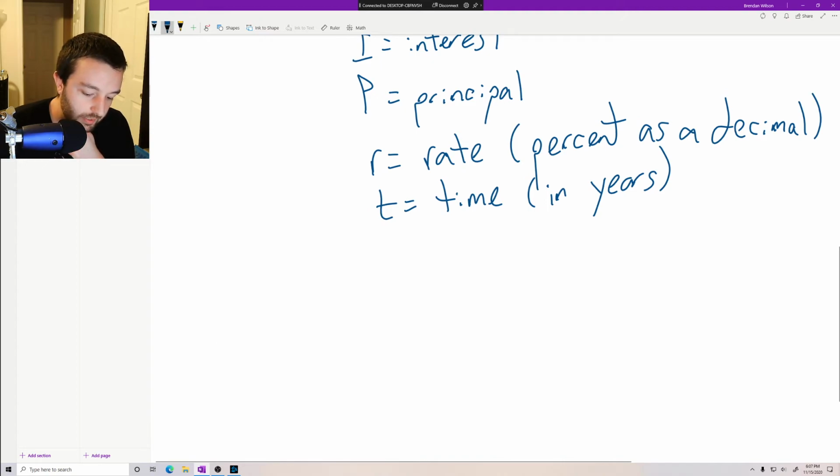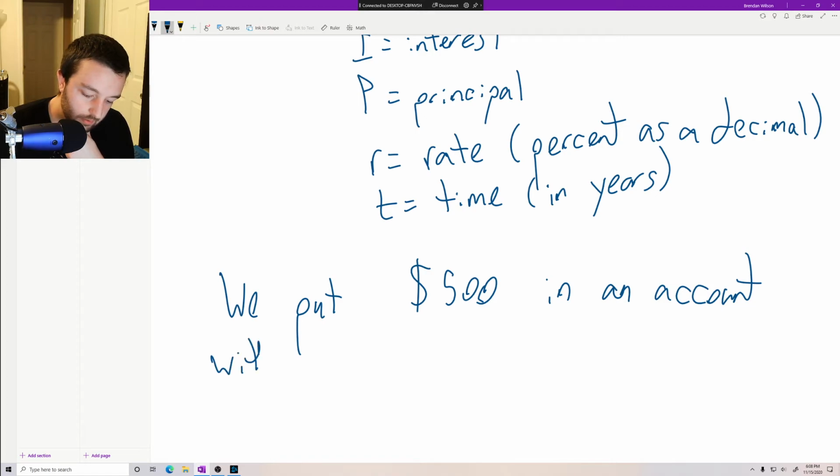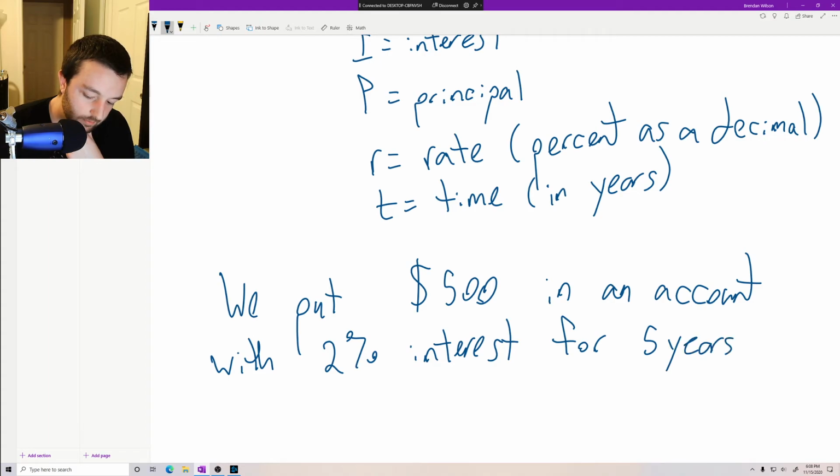So for example, if we put $500 in an account with 2% interest for 5 years, then how much will we make?